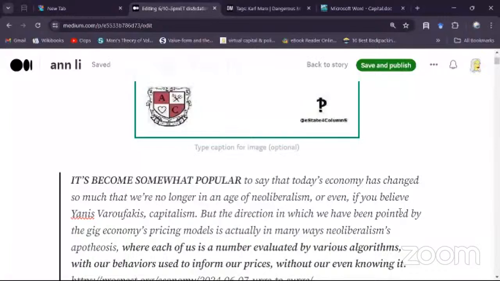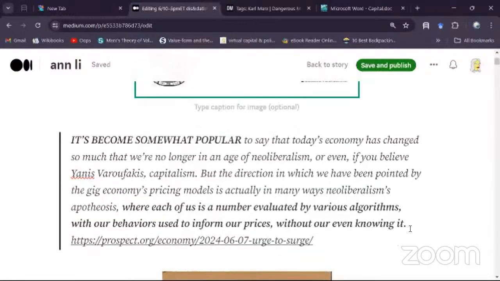But the categorization of it, I think, is important. It's become somewhat popular to say that today's economy has changed so much that we're no longer in an age of neoliberalism, or even, if you believe Yanis Varoufakis, capitalism. That's the kind of thing to talk about techno-feudalism or whatever he was talking about. But the direction in which we've been pointed by the gig economy's pricing models is actually in many ways neoliberalism's apotheosis, where each of us is a number evaluated by various algorithms with our behaviors used to inform our prices without our even knowing it.